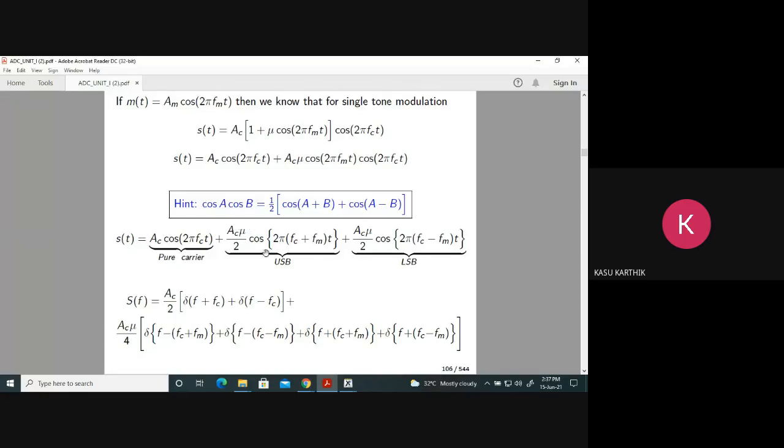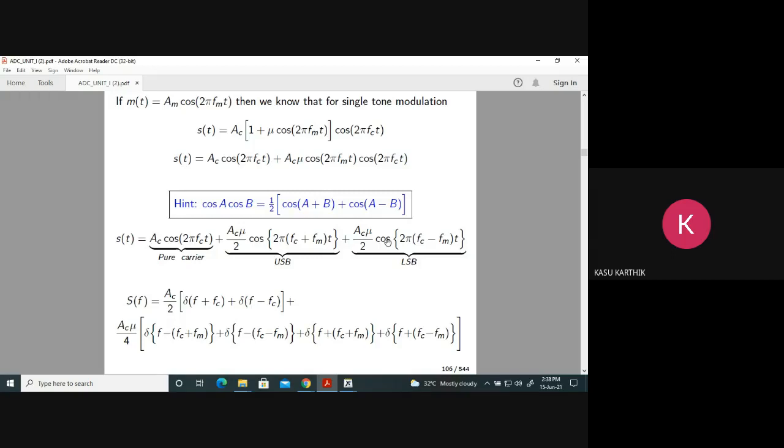For this, what is the Fourier transform? Already we have Ac μ/2 into 1/2, Ac μ/4. So what is the frequency component? fc plus fm. That's why δ(f + fc + fm), δ(f − fc − fm). So for this also you have two frequency components. Okay. So the last line is the spectrum of a single-tone AM signal.